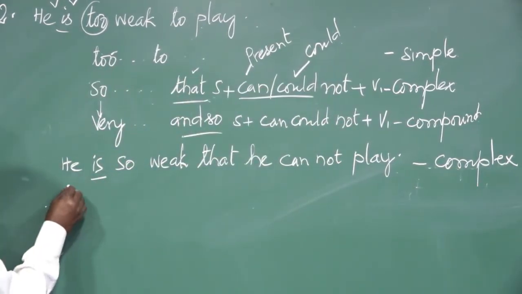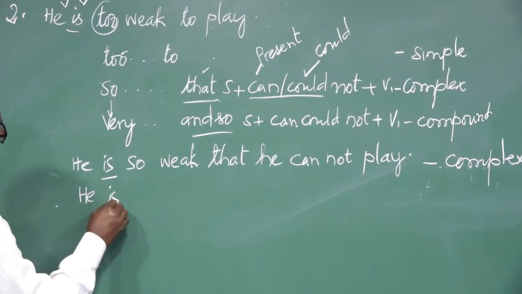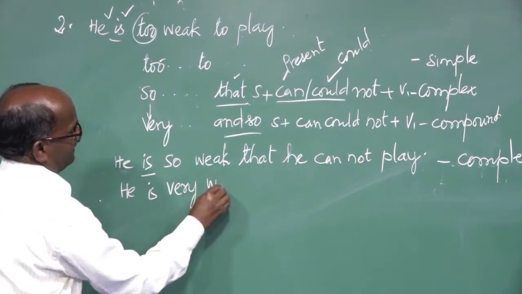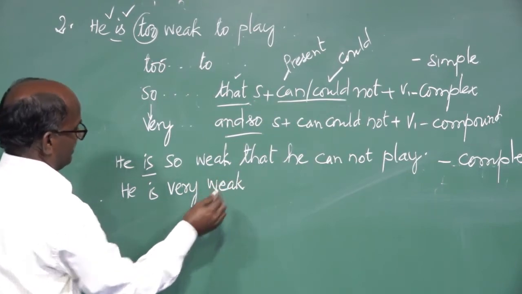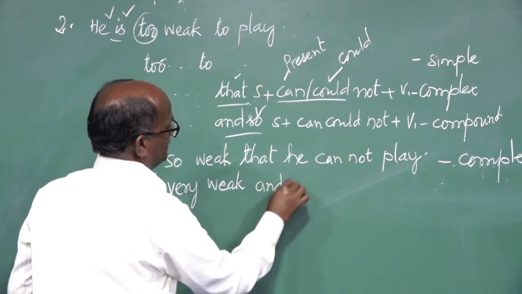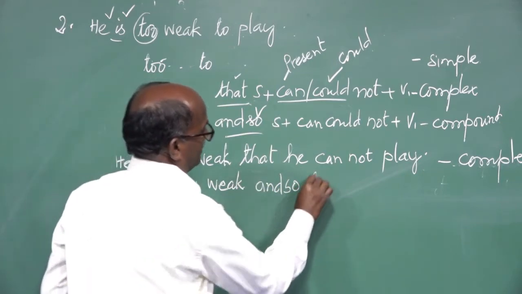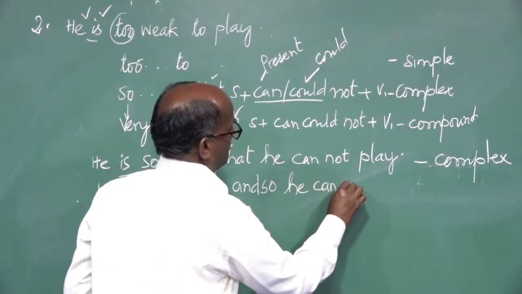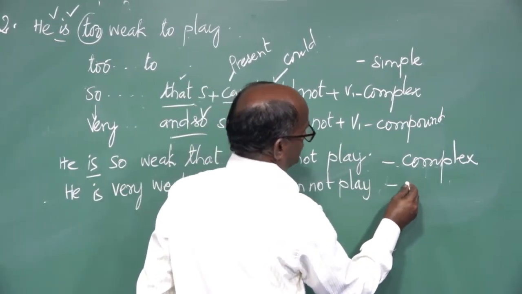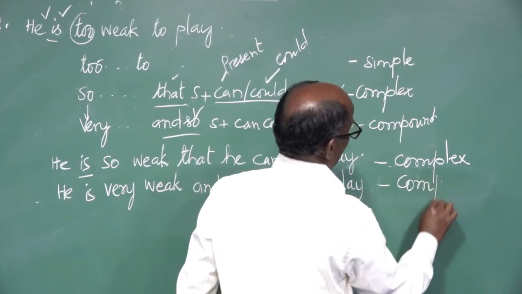Then he is, instead of so, what should be written? Very. Very weak. He is very weak. What is the conjunction we should write? And so, instead of this, that. He cannot play. And this is compound.